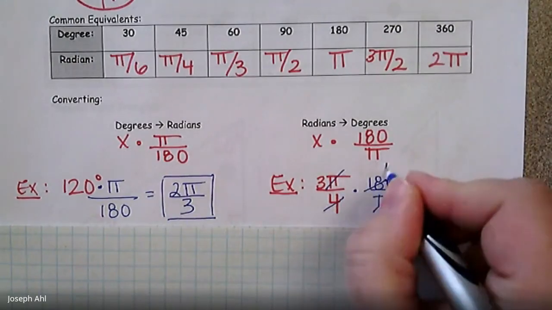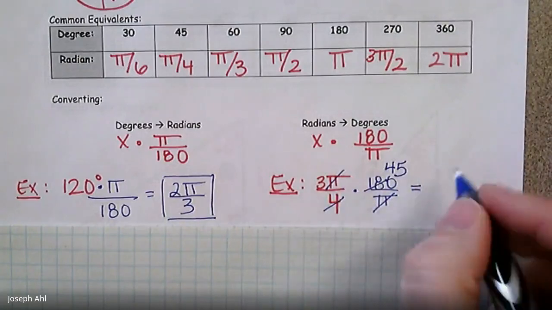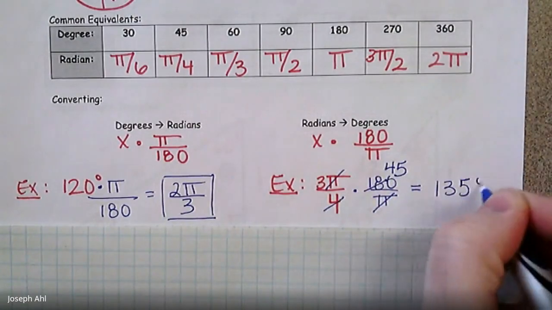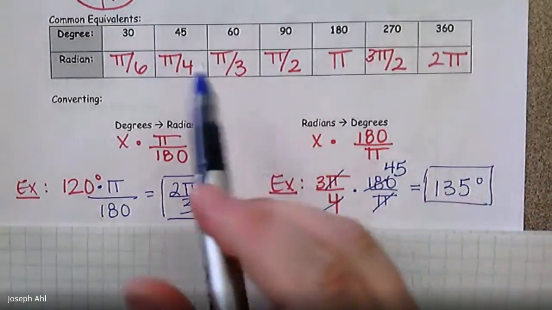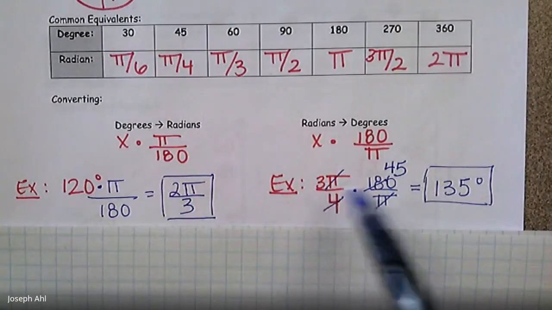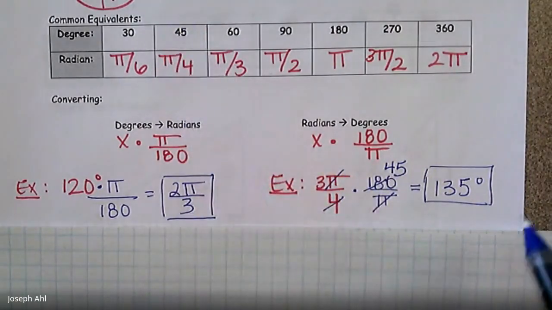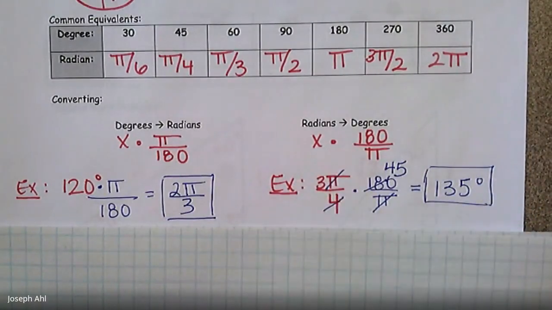4 winds up going into 180 45 times. So multiply across the top, 3 times 45 is 135 degrees. To make a connection to something in the chart, it kind of makes sense that if I have 3 pi over 4, that it's 3 times 45 degrees. So that's another quick way to get it. If you know pi over 4 is 45, just triple that, multiply it by 3.